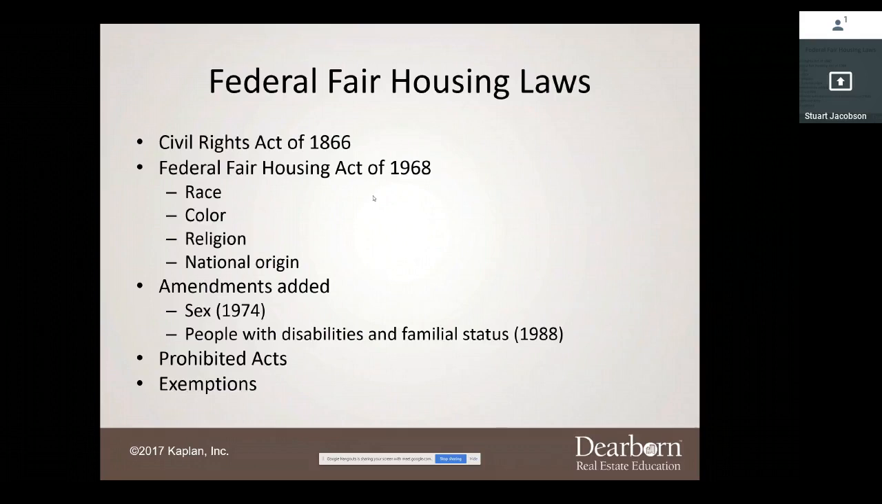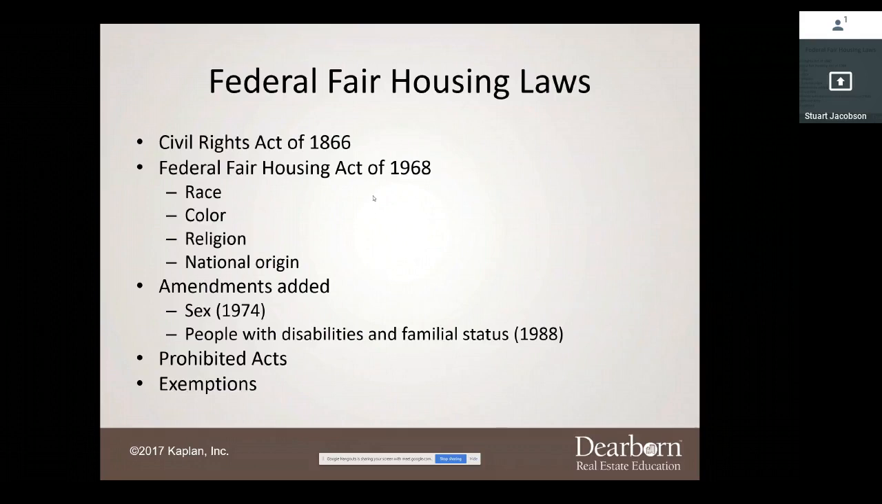Now, what's interesting is I know a lot of people always point out to me, hey, Stu, creed, similar to religion. I get that. I totally understand. What we are going to do is use the words that they use, because this is what you're going to see on your test. So when they refer to the Civil Rights Act of 1866, it's going to be discrimination on the basis of race, color, or creed. This law offers no exceptions. There are no exceptions on this one.